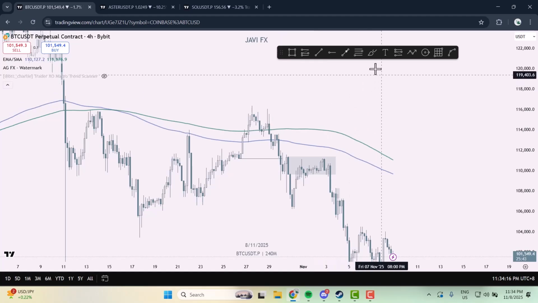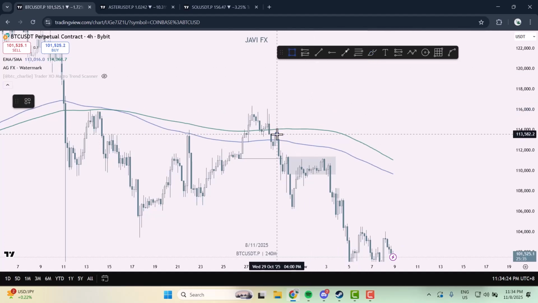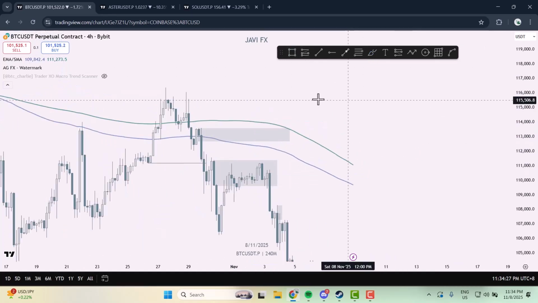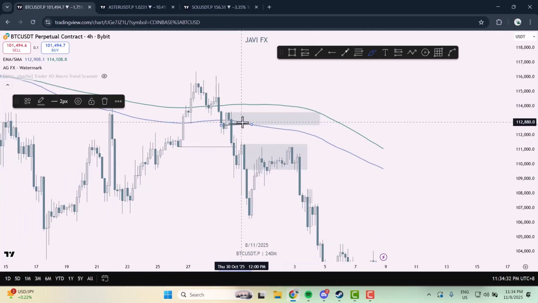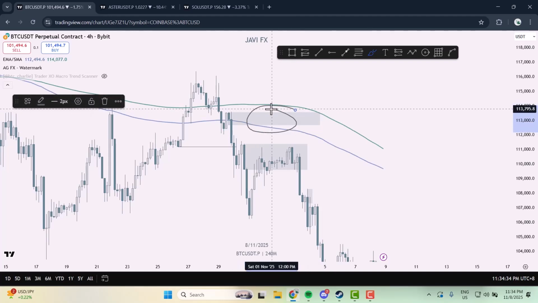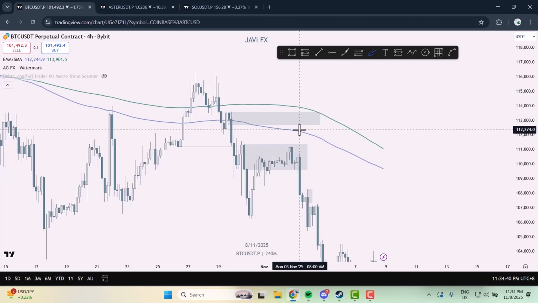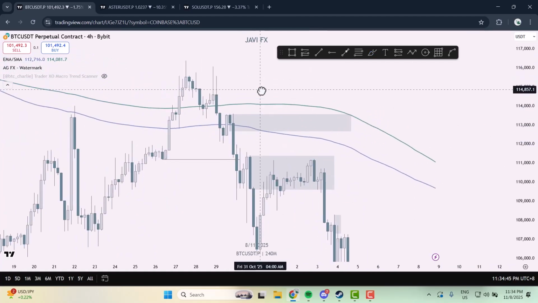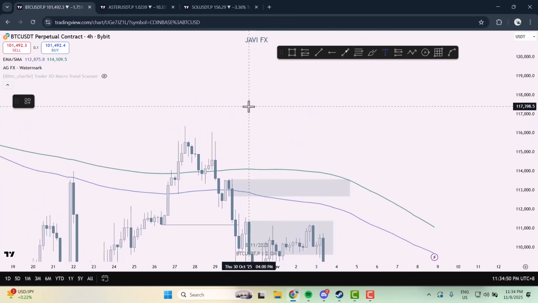So if we want to try to get an entry, we have this. Remember what I told you. If a supply zone or resistance sits right at the moving average in a bearish trend, then that's very high probability. However, we did not get that. Absolutely fine. Let me give you guys a quick crash course on what a demand zone and a supply zone is.